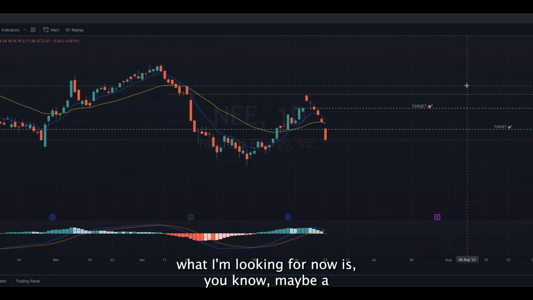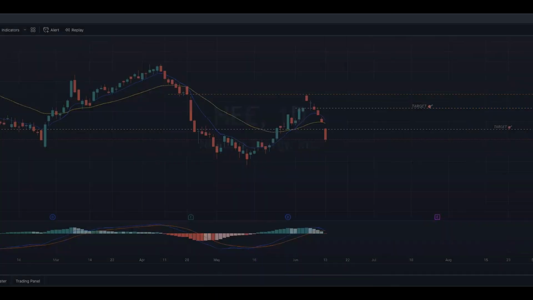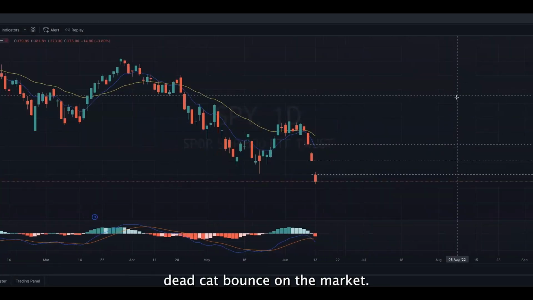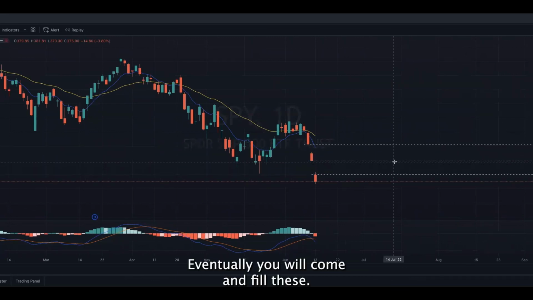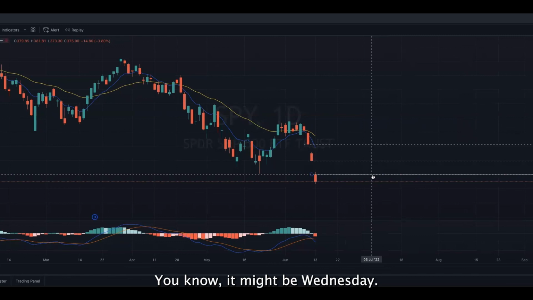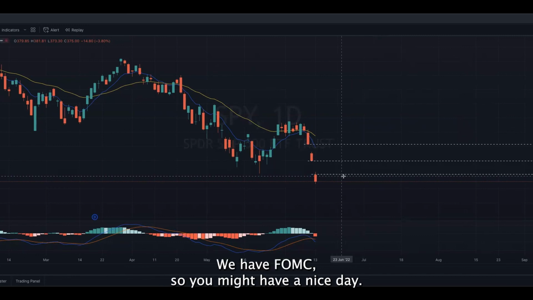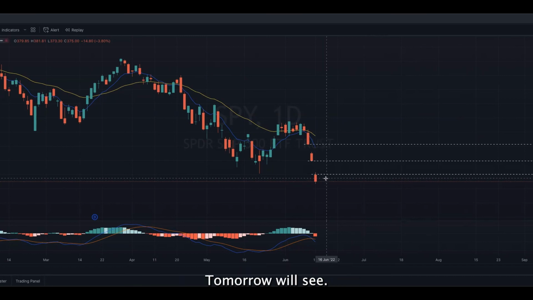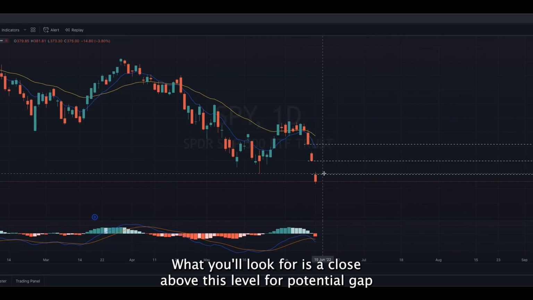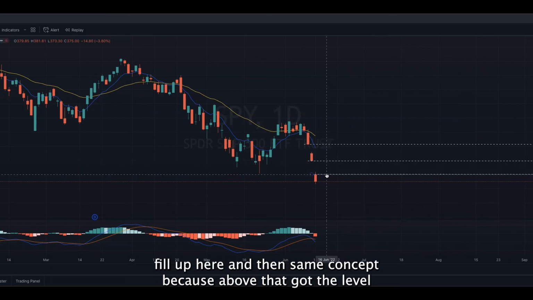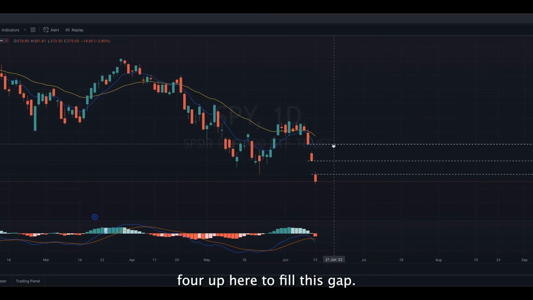What I'm looking for now is maybe a dead cat bounce on the market. You do have really huge gaps to fill on SPY. Eventually you will come and fill these. It might be Wednesday we have FOMC. You might have a nice day tomorrow. We'll see. Futures are currently green at the moment. What you'll look for is a close above this level for a potential gap fill up here, and then same concept, a close above that gap fill level for a move up here to fill this gap.